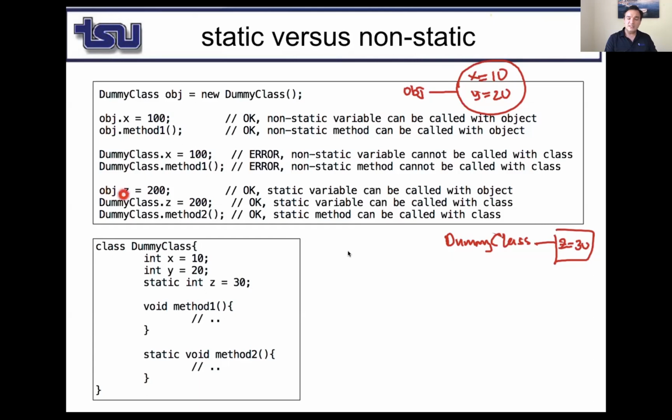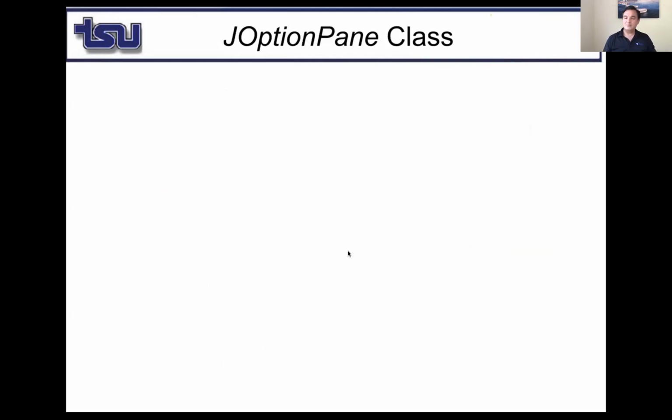How about this one? obj.z. z is static, and statics can be referred to with object names, no problem. Or statics can be referred to with class name, no problem. This method2 is static. I can refer to method2 with the class name, no problem. Okay? So static versus non-static, that's important.